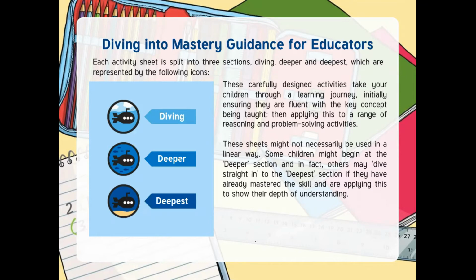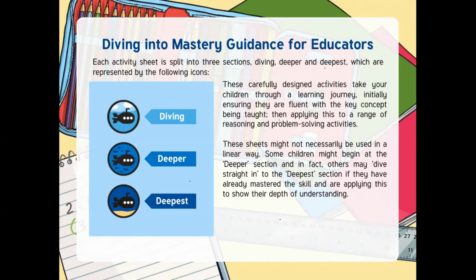Each activity sheet is split into three sections: diving, deeper and deepest, which are represented by the icons I just referred to. These carefully designed activities take your children through a learning journey, initially ensuring they are fluent with the key concept being taught, then applying this to a range of reasoning and problem-solving activities. These sheets might not necessarily be used in a linear way.